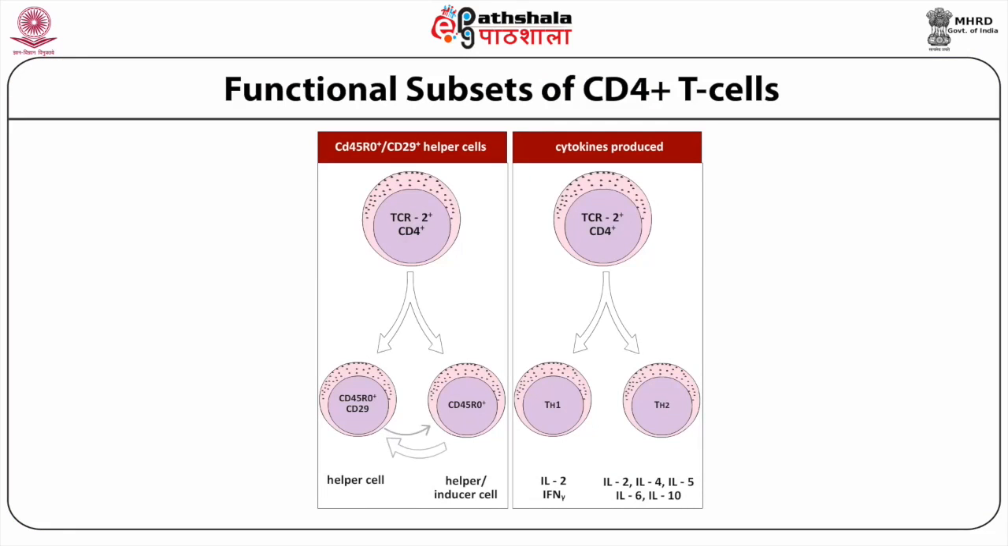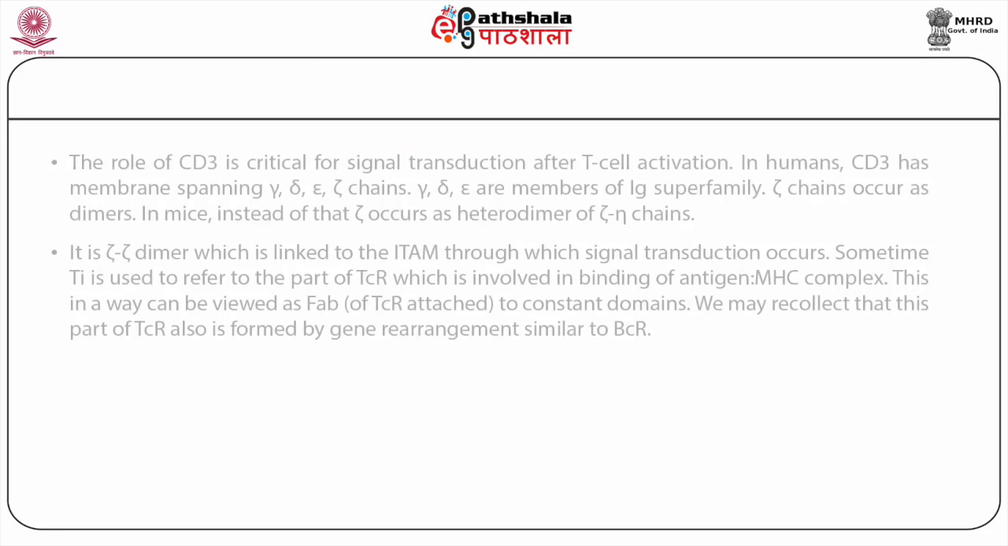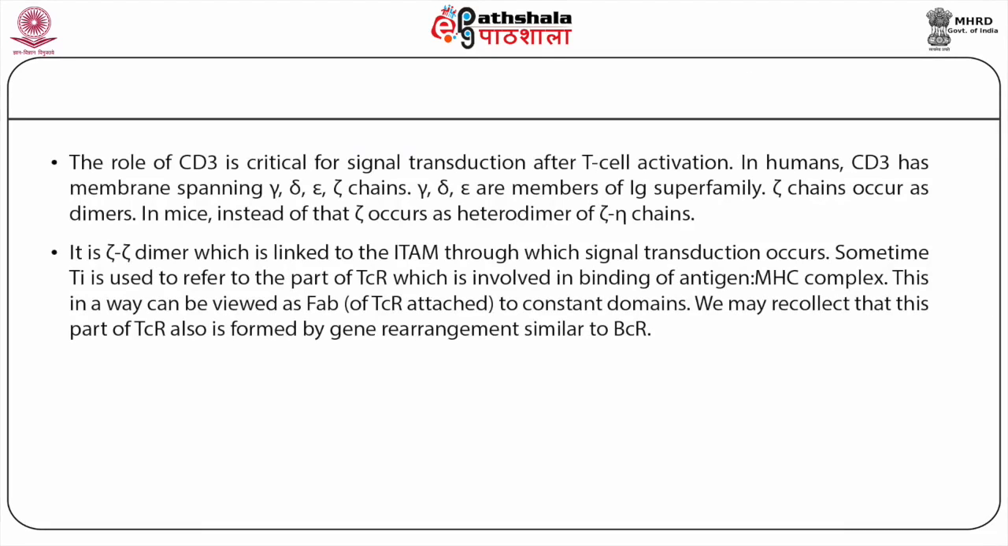However, TCR is the lineage marker. Both TCR1, that is gamma delta, and TCR2, alpha beta, are associated with the 5 polypeptide complex of CD3. It is the eta-eta dimer which is linked to the ITAM through which signal transduction occurs.